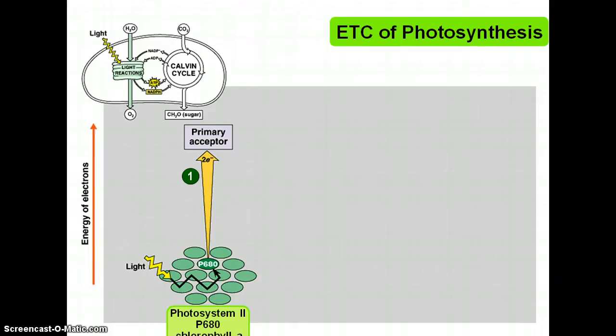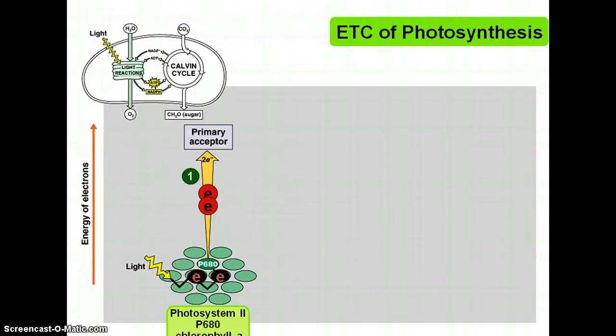And you can see here we have electrons being excited to a higher level, and then they are accepted by that primary acceptor molecule within the reaction center of the photosystem.